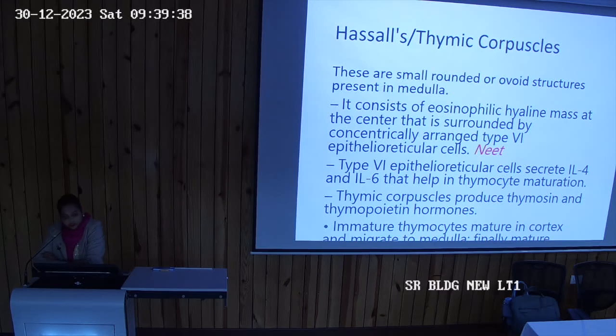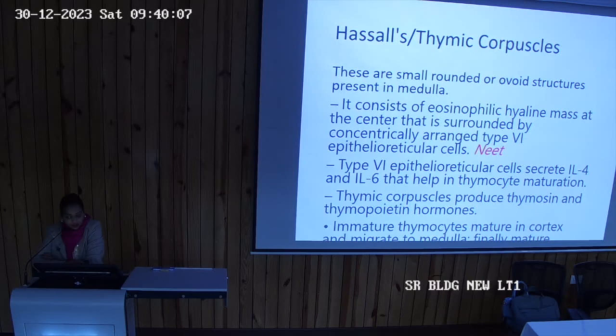लिख लो, याद तो रहेगा नहीं. ये क्या है Hassel corpuscle? Please write down because you do not answer in the exams. These are the small rounded or ovoid structures which are present in the medulla. Medulla क्या है? Inside lightly stained zone which has this ovoid hyaline mass which consists of concentrically arranged epithelio-reticular cells.